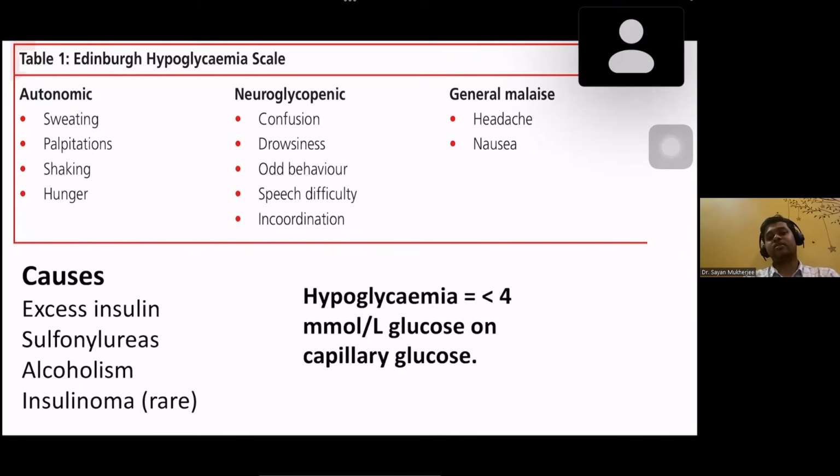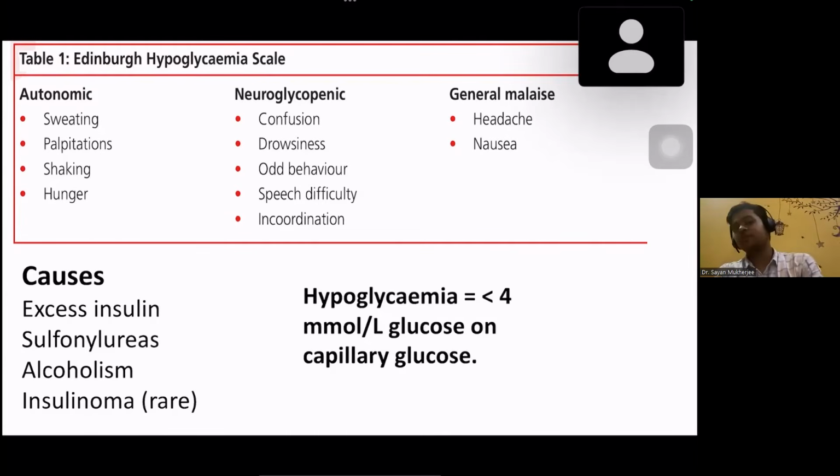Certain types of diabetic drugs can reduce the blood glucose level, and sulfonylureas are the most common. You must be knowing glimepiride, gliclazide, drugs like that. So suppose a patient has taken a high dose of sulfonylureas and has fasted for some reason. So you can land into hypoglycemia.